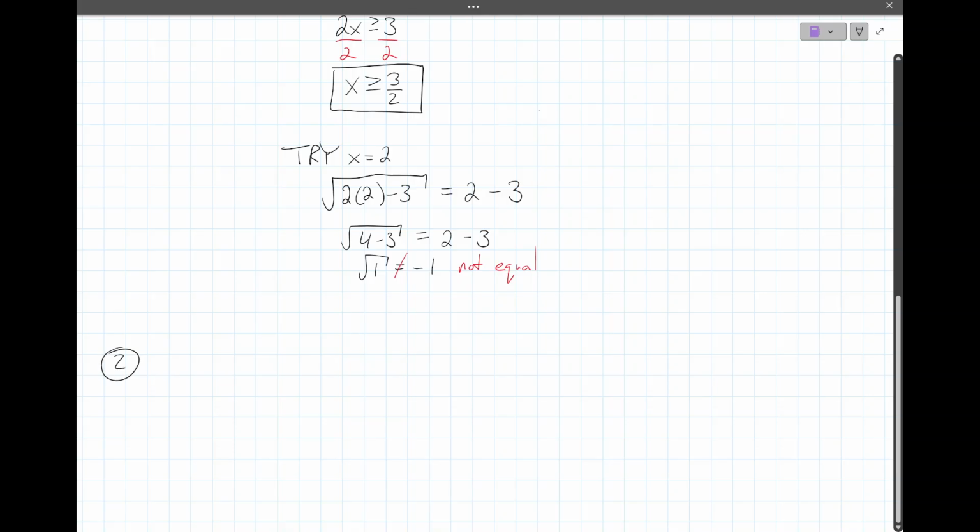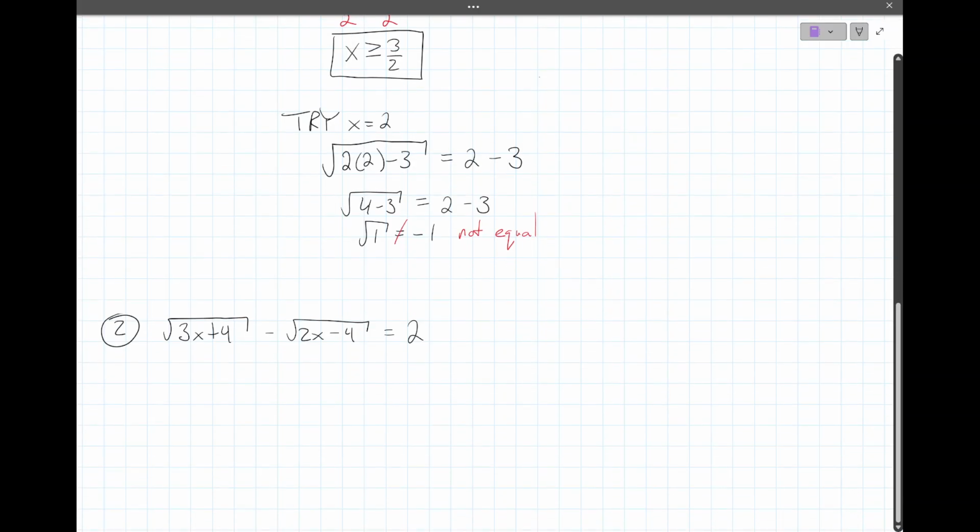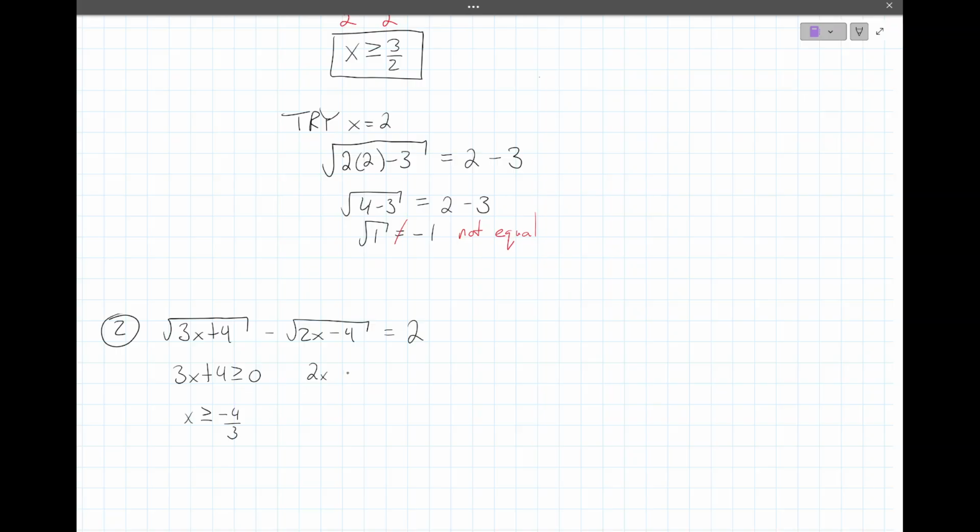Example 2. Okay, so we want another restriction. So we're going to do the square root of 3x plus 4 minus the square root of 2x minus 4 equals 2. Well, we do know that each of these has to be greater than or equal to 0, so 3x plus 4 has to be greater than or equal to 0. When I do the math here, x has to be greater than or equal to negative 4 over 3. And this one is going to be 2x minus 4 has to be greater than or equal to 0. So x has to be greater than or equal to 2.